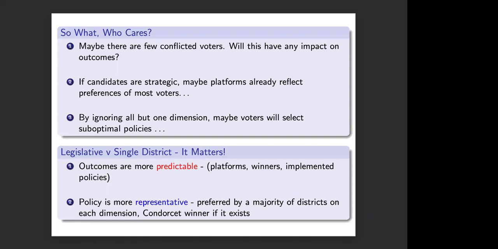And then the other dimension is that I show that in a legislative election, policy is more representative than it would be in a single district, right?